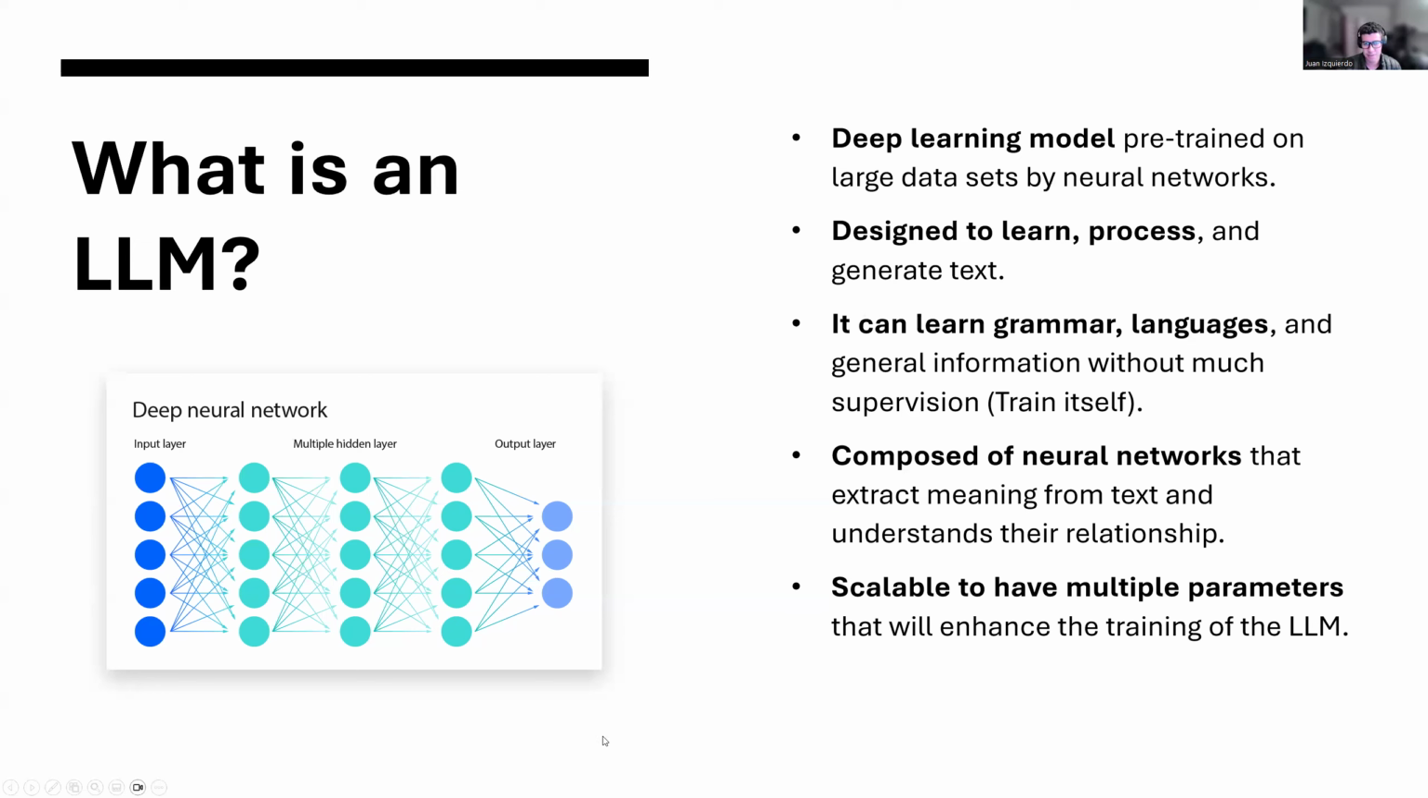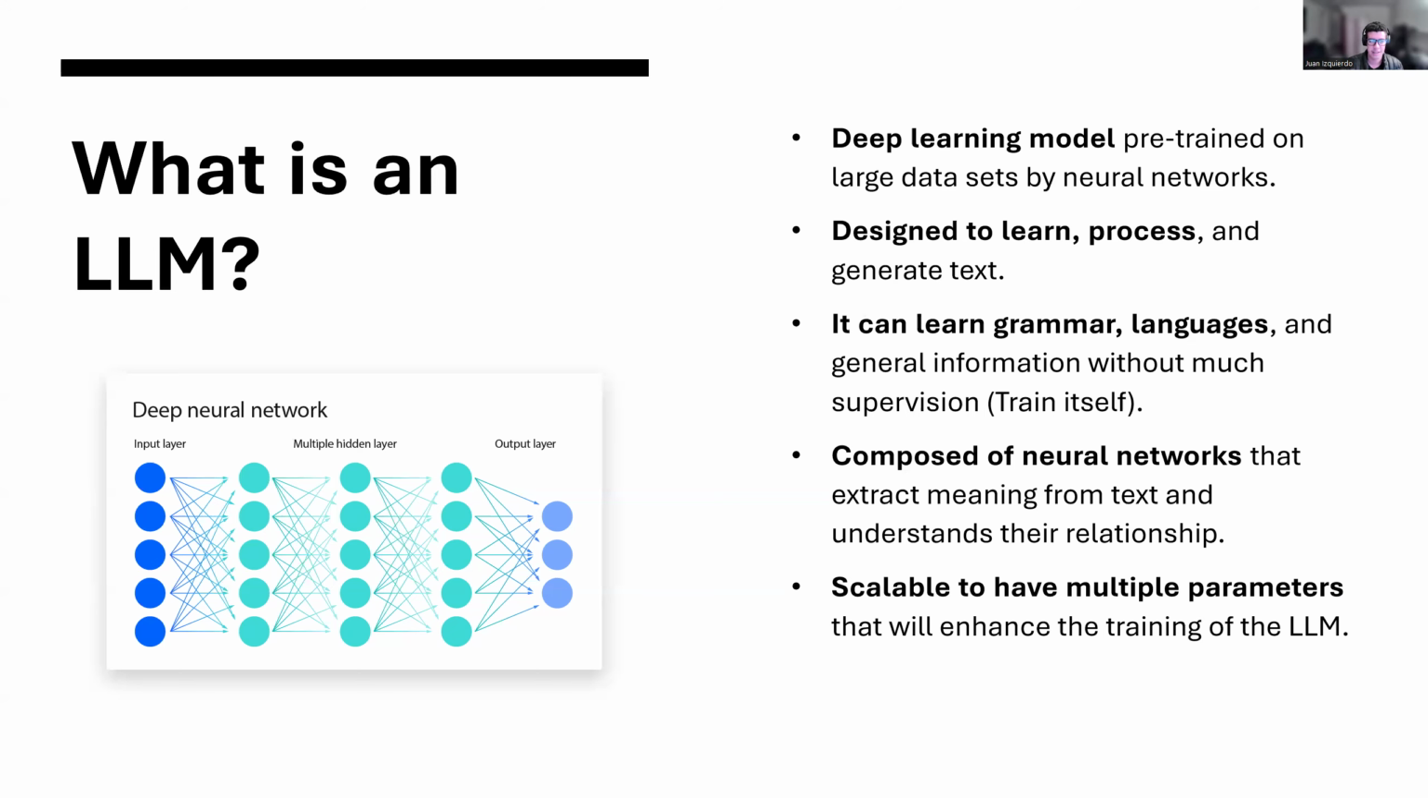So back to what a large language model is, it's designed to learn, process, and generate text specifically. It can learn grammar, it can learn languages, it can learn structures within those languages, and just general information without much supervision, which means that it trains itself. It's composed of neural networks, as I mentioned, that extract meaning from text and understand the relationship, also known as semantic technology. The great thing about large language models is that, yes, they're large and they can get larger, meaning that it's scalable to have multiple parameters. And when you have multiple parameters in a large language model, it enhances the training of the LLM.